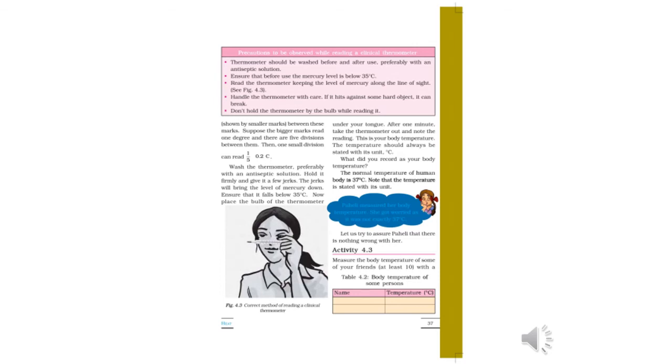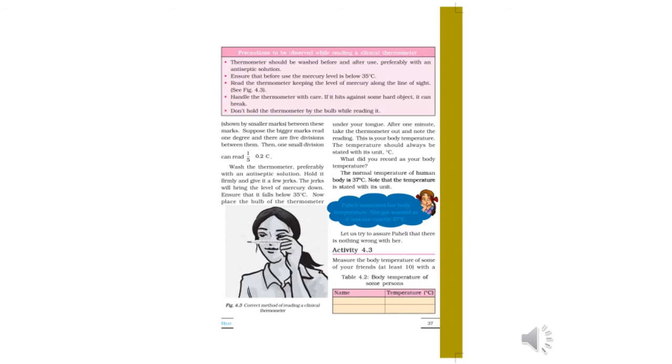So that the mercury level will come down below the kink. The jerks will bring the level of the mercury down. Ensure that it falls below 35 degrees. The marking will be 35 to 42 degrees. So before using, the mercury level should be below 35 degrees Celsius.